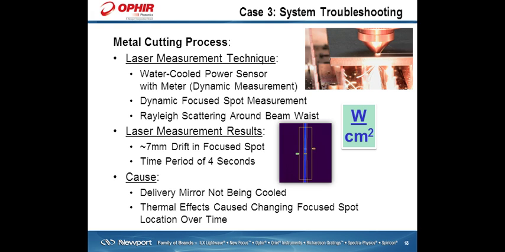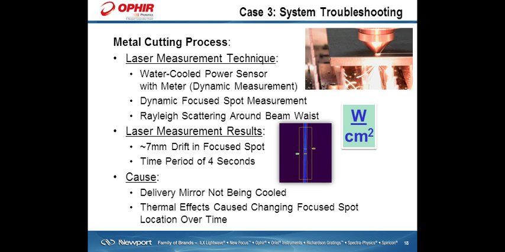Well, what they found, and again, when we're talking about material processing, we're talking about the watts per centimeter squared. The power output was, by all indications, very good, so that part of the equation was not changing. What was changing was the location of the focus spot. There ended up being about a 7-millimeter drift in the focus spot location over a time period of about 4 seconds. So the cut would start off good, but because of this shift, think about it, the size of the beam that's being applied to the material is changing. So that's why they were seeing a very inconsistent cut.